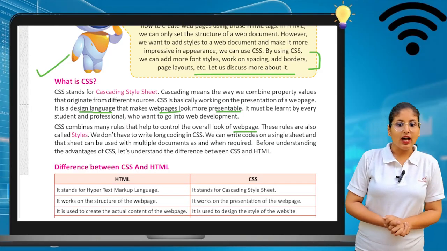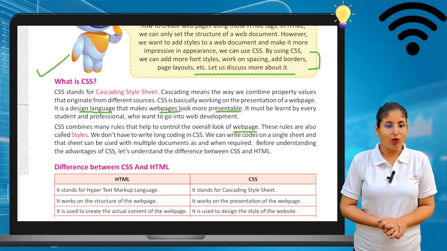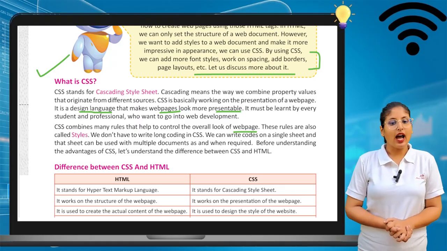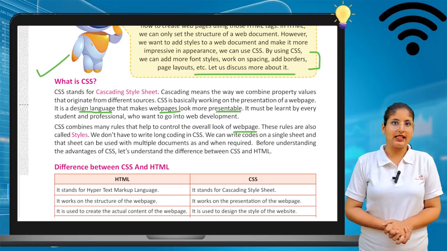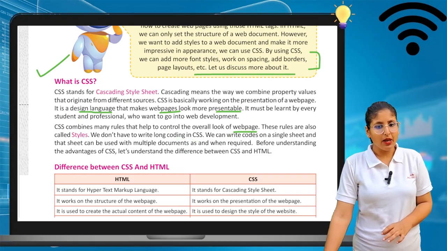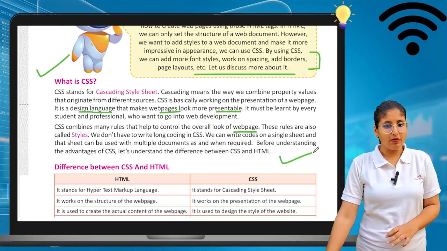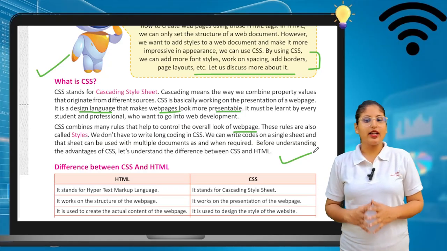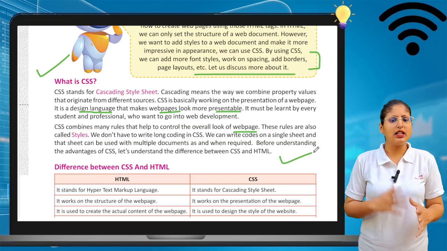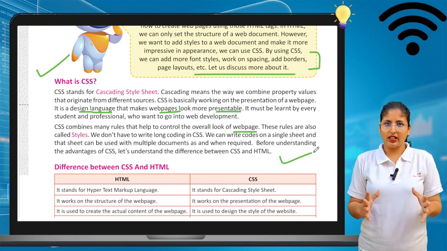So these rules are also called styles. We don't have to write long coding in CSS. You don't have to write very long code in it. It is very simple to use. So we can say we can write code on a single sheet, and then the sheet can be used in multiple documents as and when required.